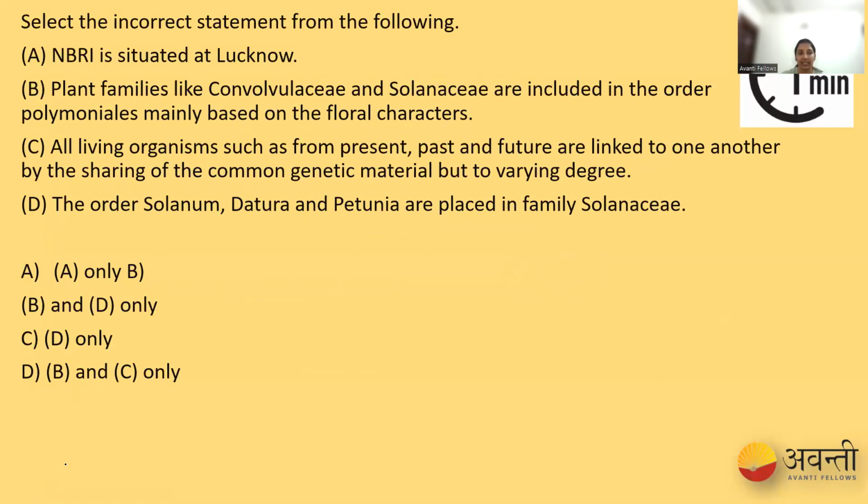Select the incorrect statement. A, NBRI is situated at Lucknow. B, plant families like Convolvulaceae, Solanaceae are included in the order Polemoniales, mainly based on the floral characters. C, all living organisms, from present, past, future, are linked to one another by sharing of the common genetic material but to varying degrees. D, the orders Solanum, Datura, Petunia are placed in family Solanaceae. So we have to find out the incorrect statement.